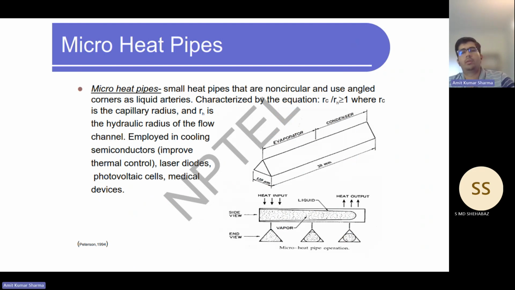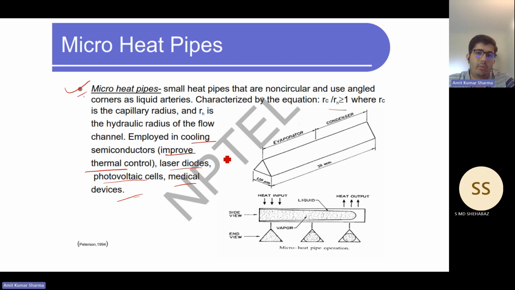Now micro heat pipes. Micro heat pipes are basically small heat pipes that are non-circular and use angled corners as liquid arteries, characterized by the equation Rc/Rh greater than 1, where Rc is the capillary radius and Rh is the hydraulic radius of the flow channel. They are employed in cooling semiconductors for improved thermal control, and also in laser diodes, photovoltaic cells and medical devices.